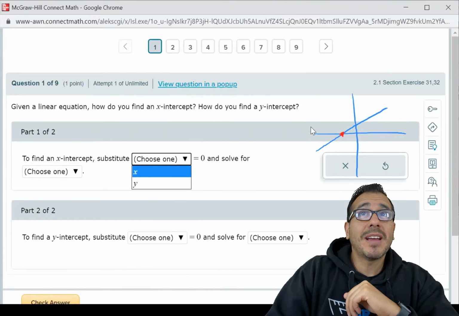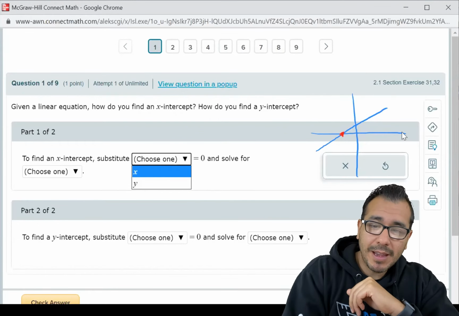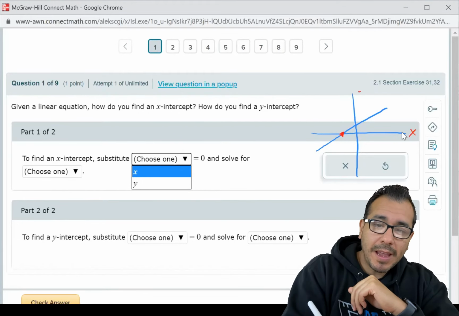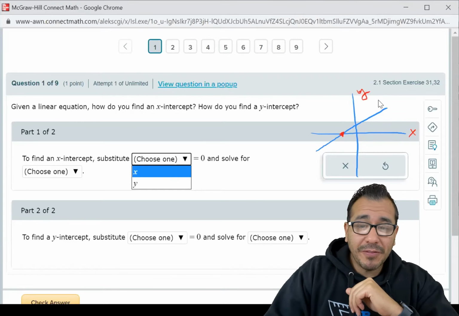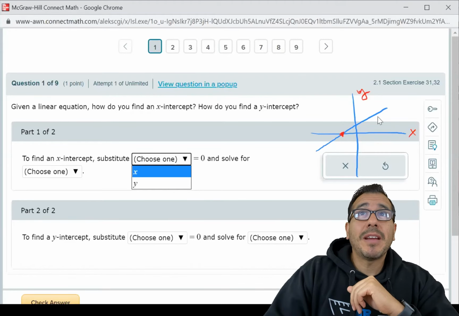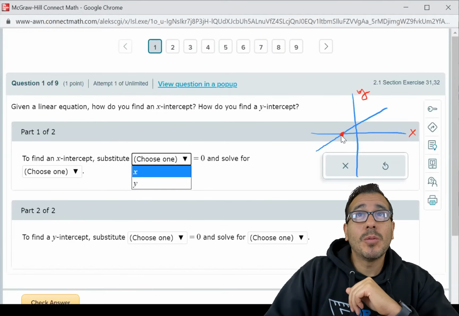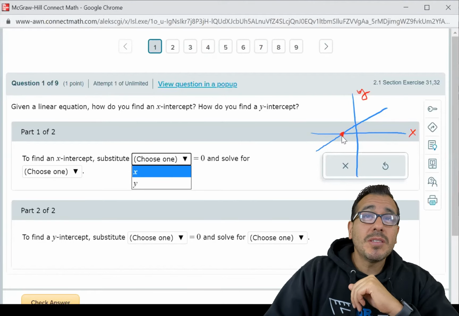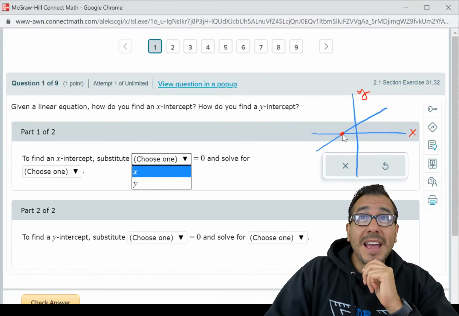So here is our x-axis, and this is our y-axis. What we're trying to figure out is, where does this line cross my x-axis? We can see that at this point right here, that's where the line crosses the x-axis. Notice what that height is. The height of that point is zero.